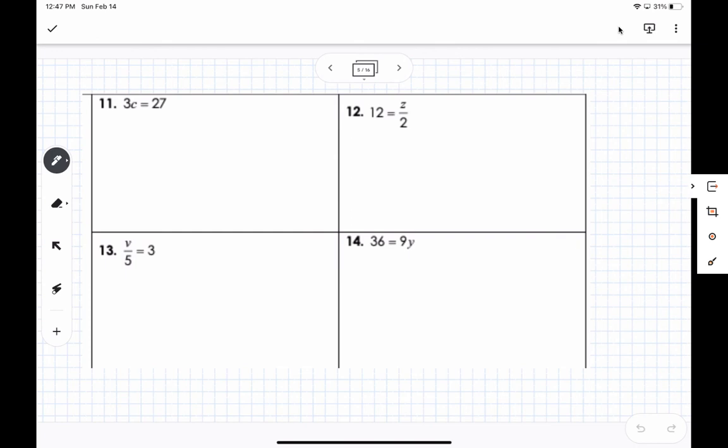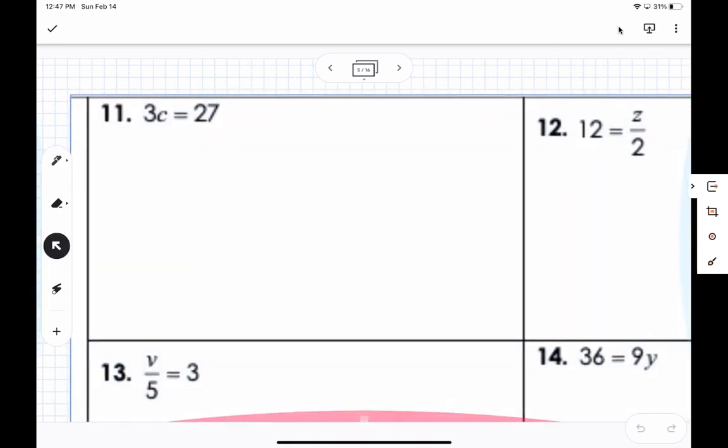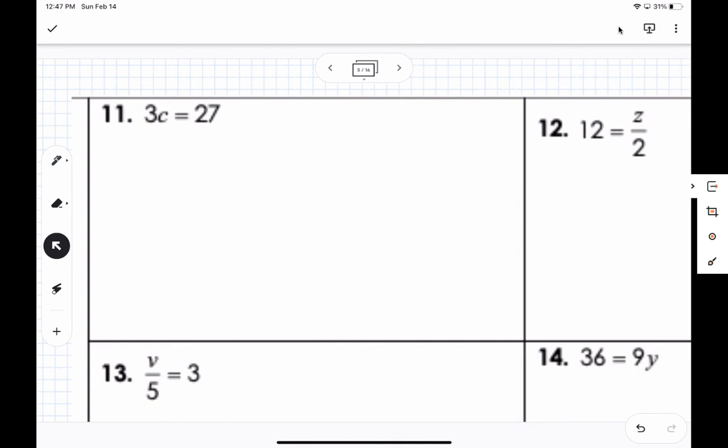Try number 11. All right, let me zoom that in. Okay, now try number 11. Okay, C is what I want by itself. 3 is what I want gone. It's being multiplied, so I'm going to divide. C equals 9. Choking. I promise I'm okay.